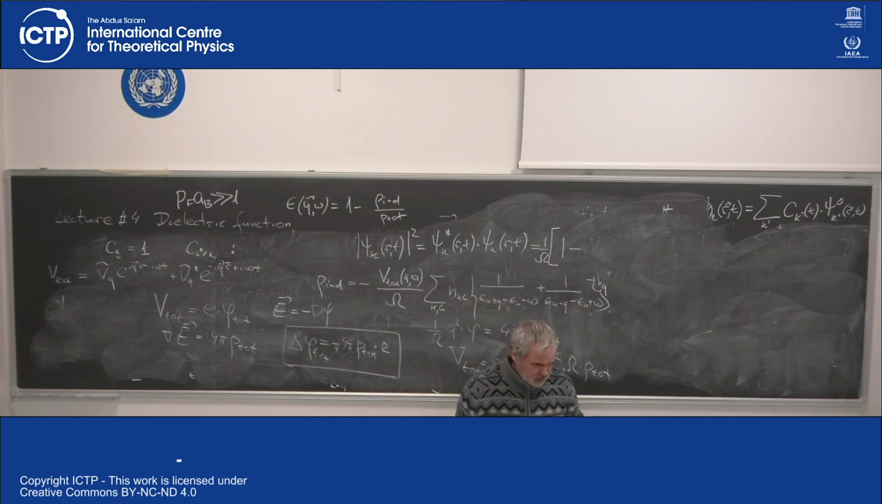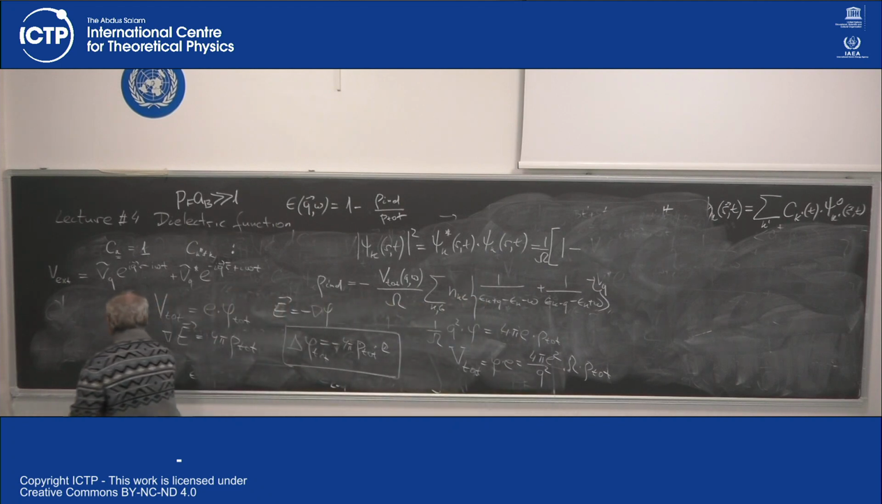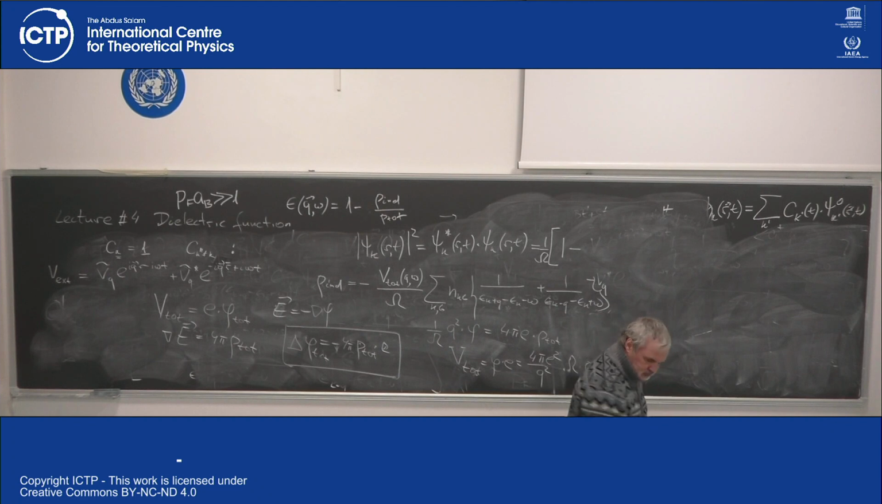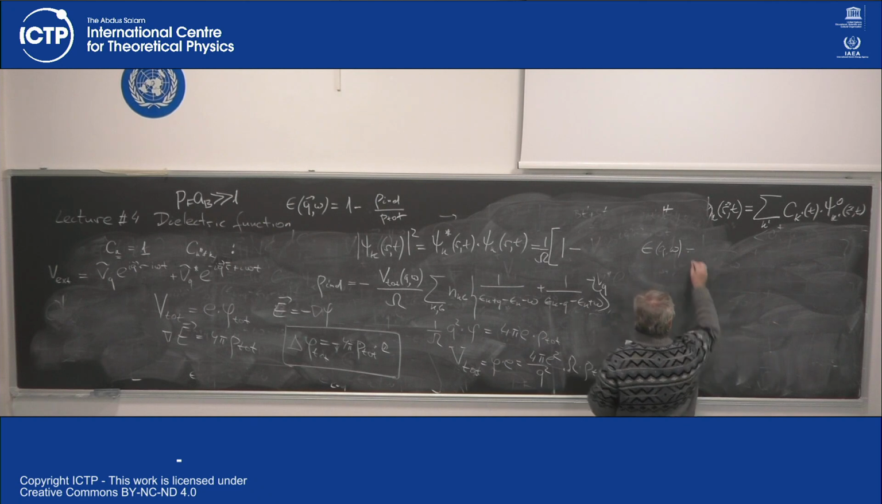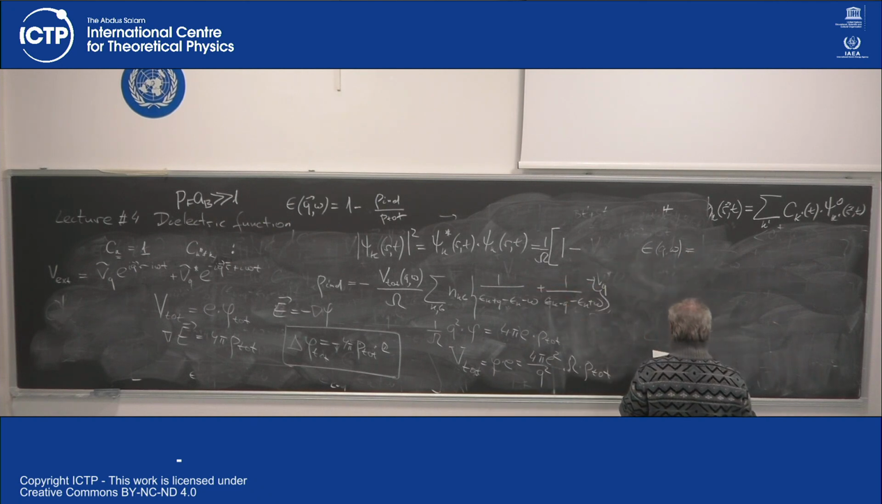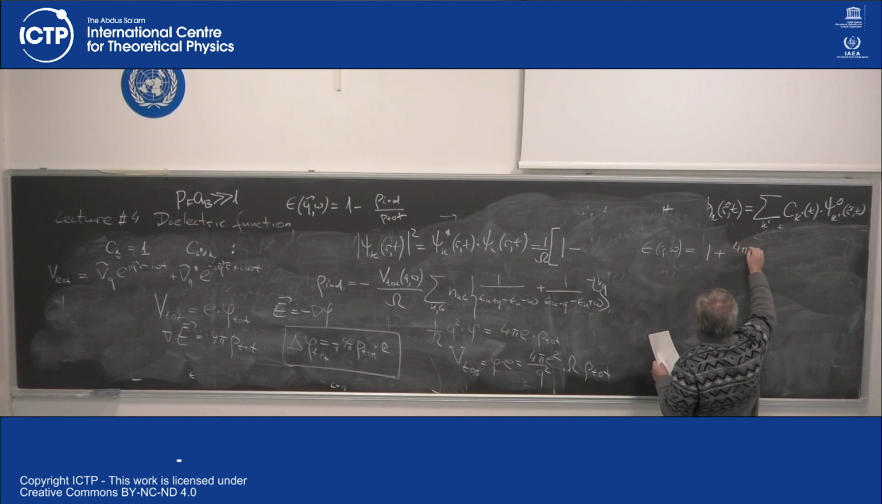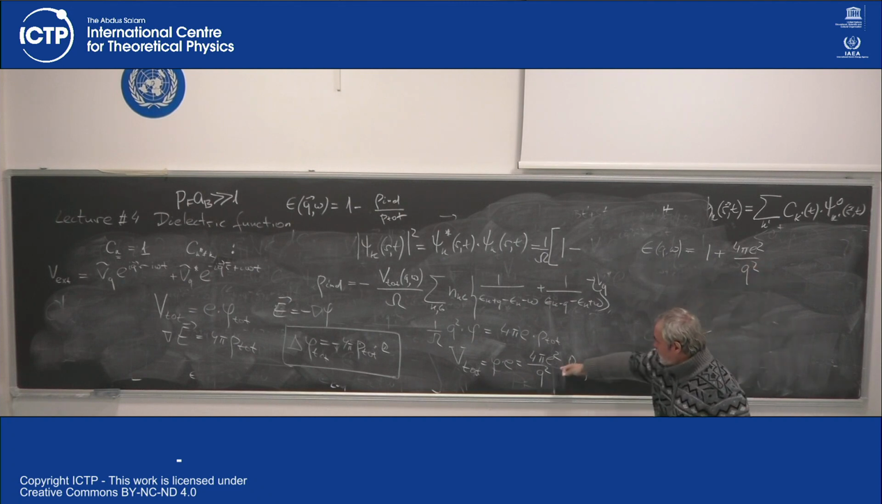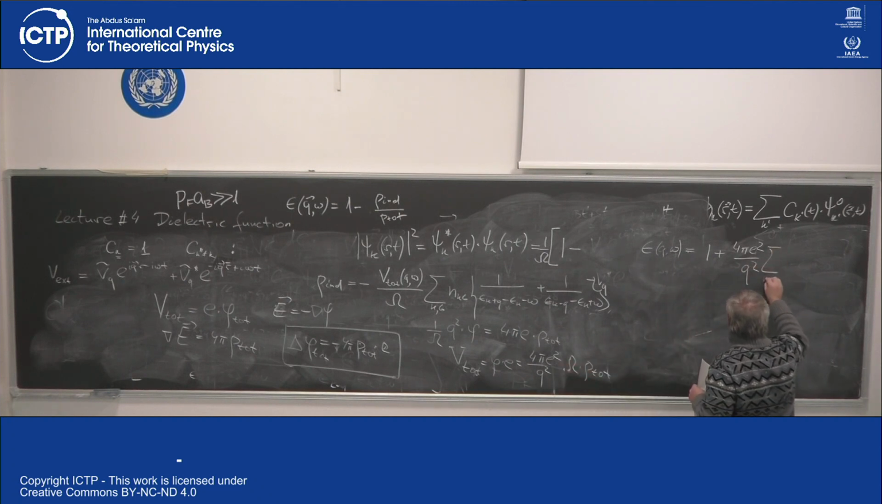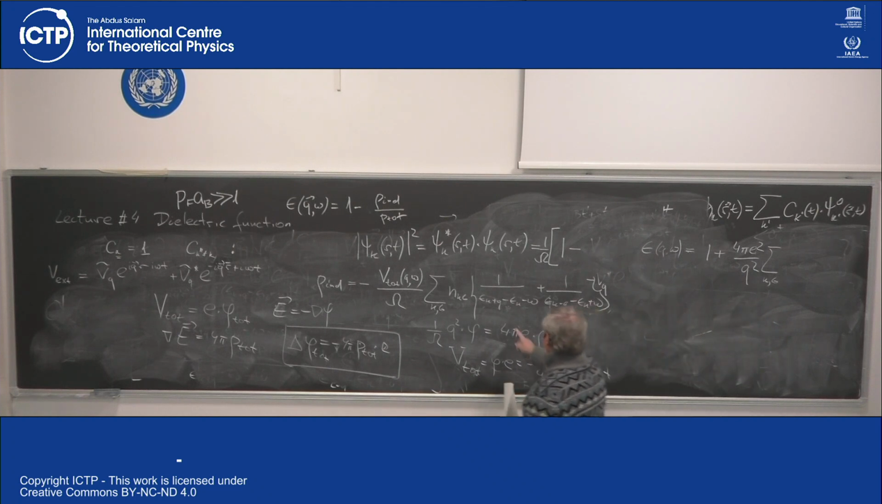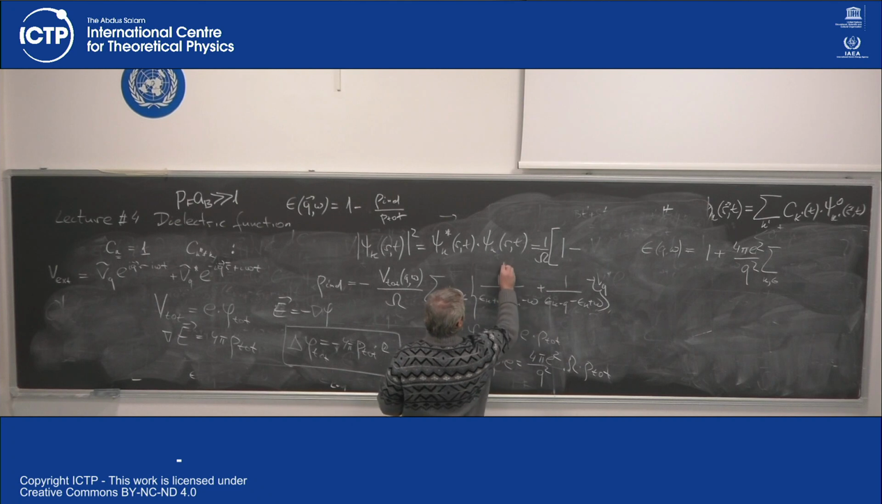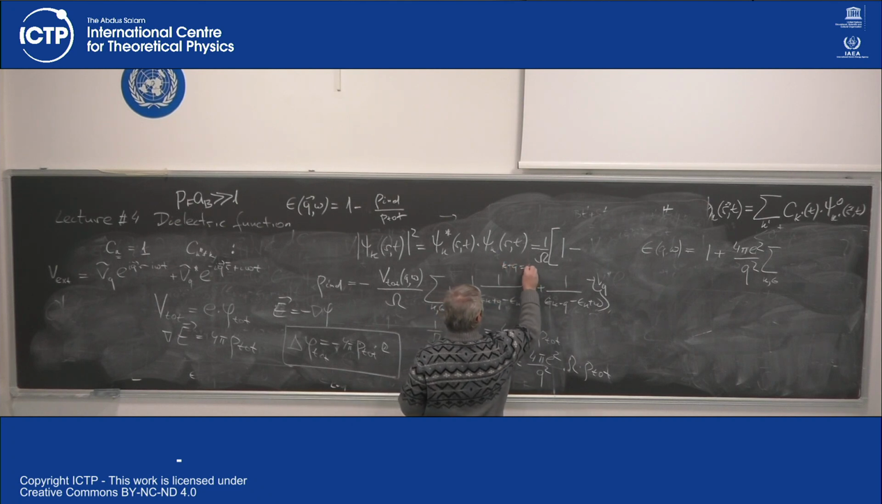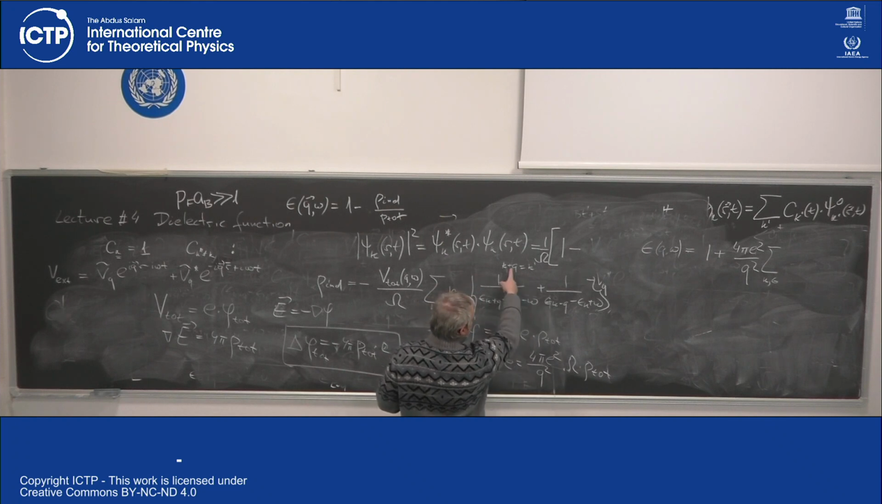I plug it in here, divide by rho total. So what I get is that my dielectric function epsilon(q, omega) is equal to 1 minus rho induced divided by rho total. So this is 1 plus 4 pi e squared over q squared. Volume cancels out, and here I have the sum over k sigma. In this term, let me denote k plus q is equal to some k prime. Therefore, k is equal to k prime minus q.